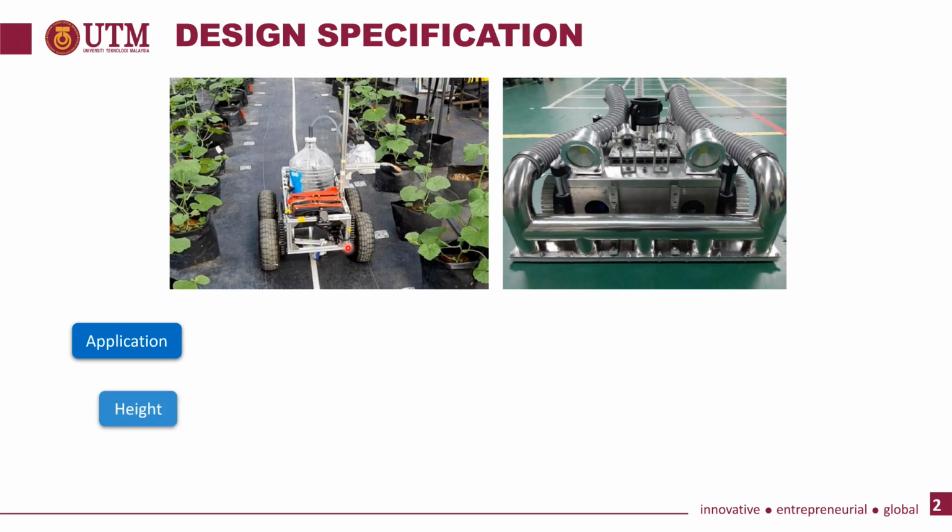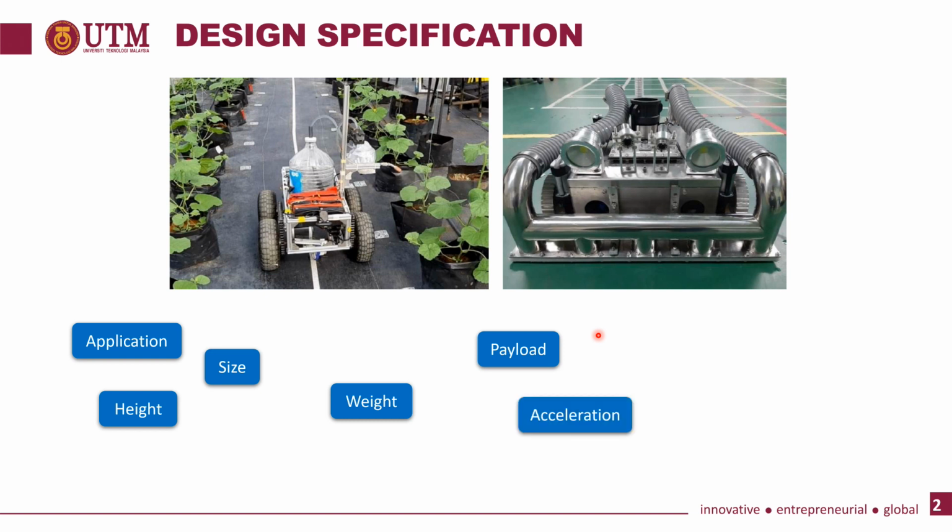Next is the height of the robot. The size of the robot: is the size suitable for the operation? The weight of the robot: is the robot too light or too heavy? You need to know. And then the payload. When you are choosing your motor, you need to know whether the motor is able to withstand that kind of payload or not. And then what is the acceleration of the motor or acceleration of the robot?